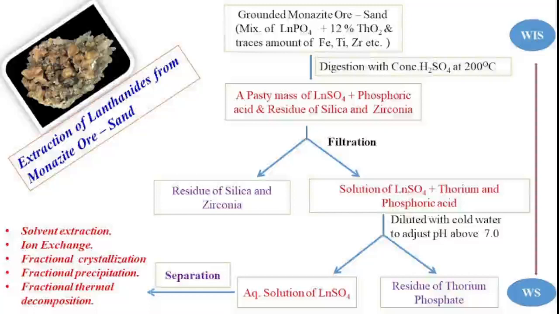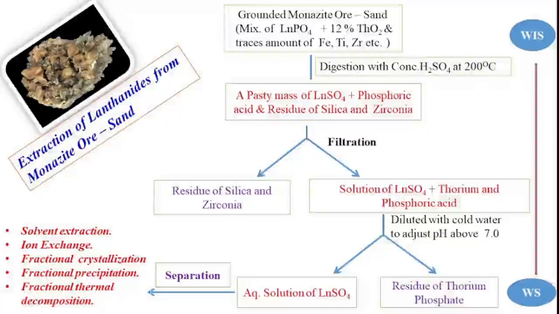This thoria is a radioactive element, hence its handling as well as storage is one of the major challenges during the extraction of lanthanides from monazite. So the first step is digestion, and the digestion of this monazite ore is carried out with concentrated sulfuric acid at about 200 degrees centigrade. In this step the monazite ore is converted from fine powder or sand to a pasty mass, in which the lanthanum that exists in the phosphate form is converted into the sulfate form because of the sulfuric acid, along with phosphoric acid and a residue of silica and zirconia.